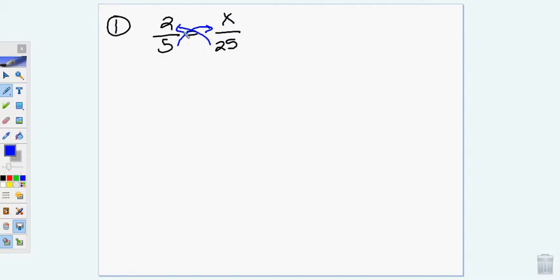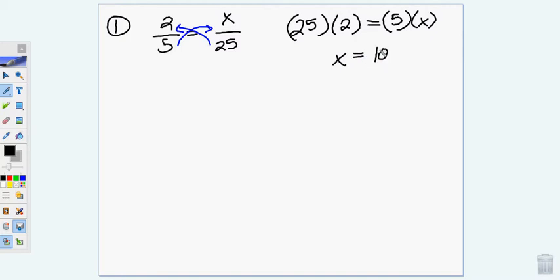And once you've created a cross product, then you should be able to solve that cross product for x the same way that you would any other equation for x. In this case, I'm going to divide both sides by 5. So if I divide 25 by 5, it ends up being 5. So x will end up being 5 times 2, or 10.